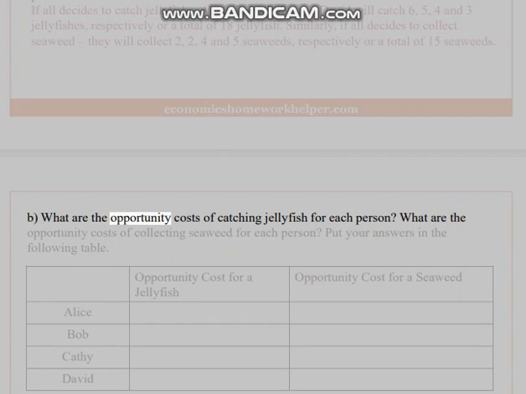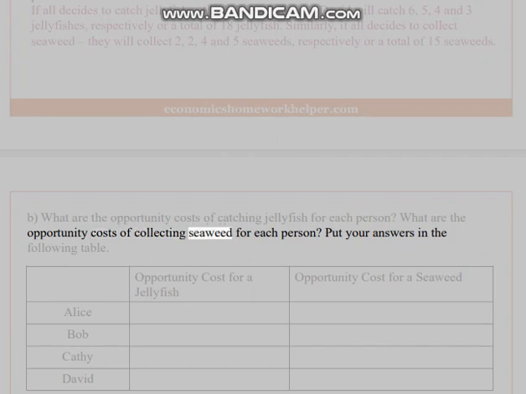B. What are the opportunity costs of catching jellyfish for each person? What are the opportunity costs of collecting seaweed for each person? Put your answers in the following table. Opportunity cost for a jellyfish, opportunity cost for a seaweed. Alice, Bob, Kathy, David.